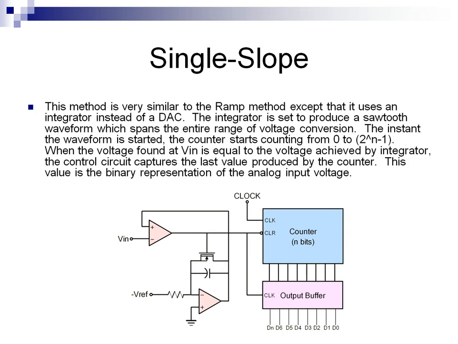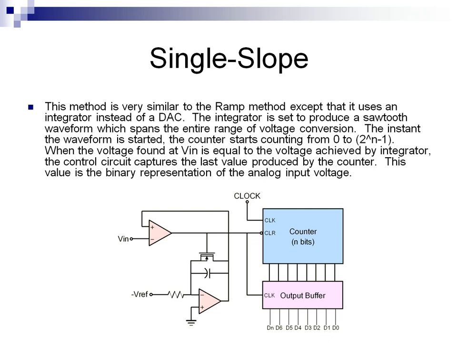Next, we have the single slope method. And this method is very similar to the ramp method, except that it uses an integrator instead of a DAC. The integrator is said to produce a sawtooth waveform which spans the entire range of voltage conversion. The instant the waveform is started, the counter starts counting from 0 to 2 to the nth minus 1. When the voltage found at VIN is equal to the voltage achieved by the integrator, the control circuit captures the last value produced by the counter. This value is the binary representation of the analog input voltage.